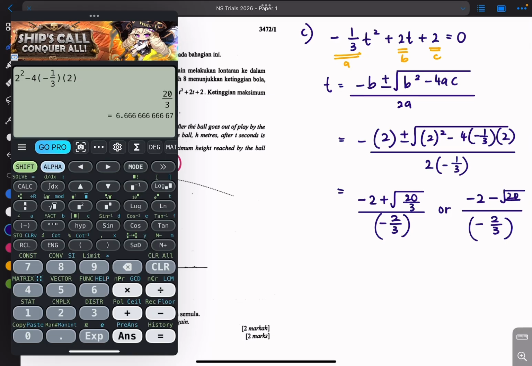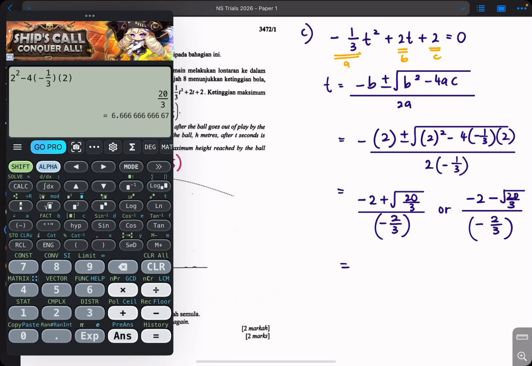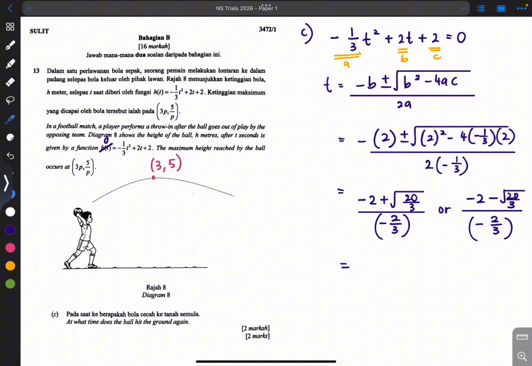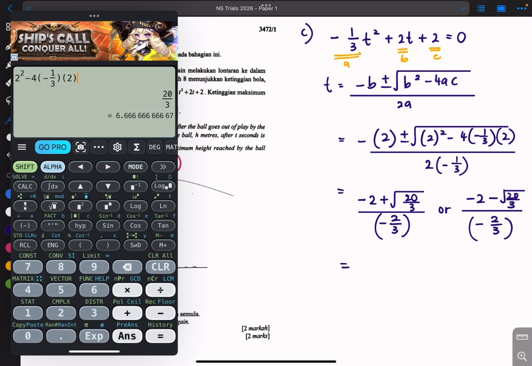The best is to write it in fraction because we get the exact value. If you use decimals, then you're already simplifying it. So basically we need to get these two values. Okay, so negative 2 plus square root of 20 over 3, divided by negative 2 over 3. We get negative 0.873. And the other one would be minus, which will give us 6.873.